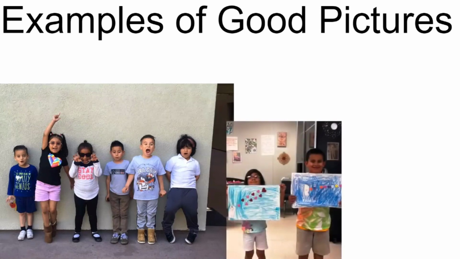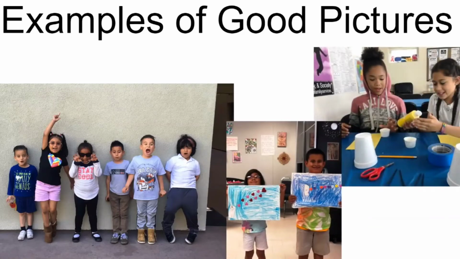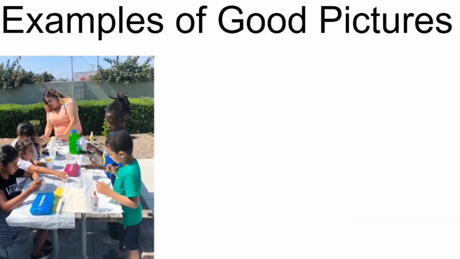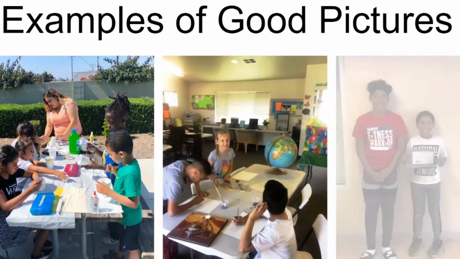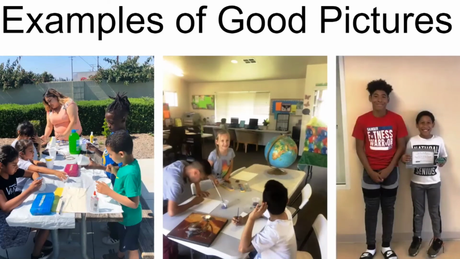Another really good photo of kids doing some arts and crafts. Really good photos. Here's the coordinator doing arts and crafts with the kids. Here's the kids doing, looks like homework, maybe homework or an art project. There's a globe on the table. This is a really good photo. And then we have, again, smiling faces. It looks like there's some sort of a reward he won, and they're just happy.